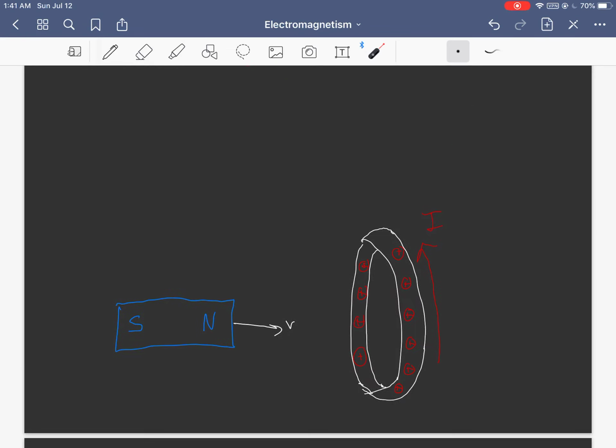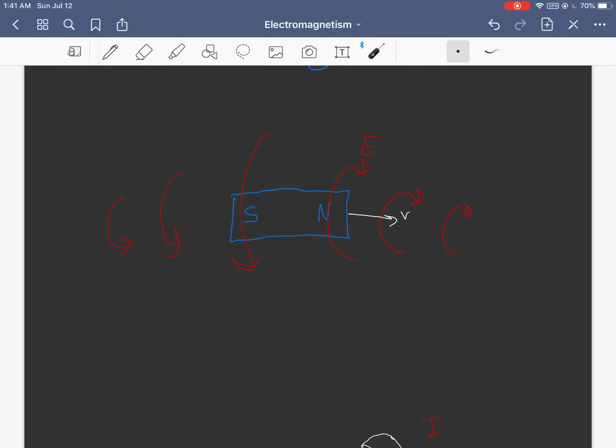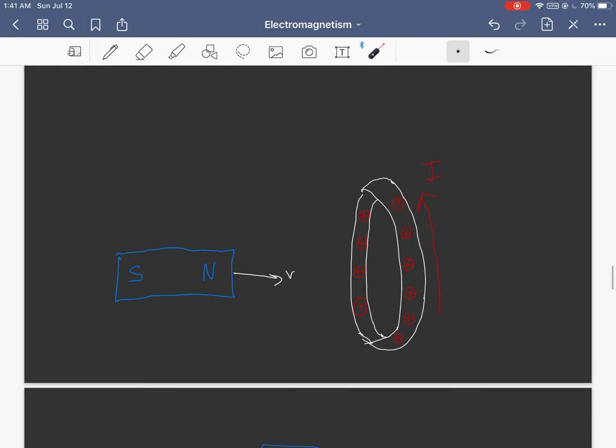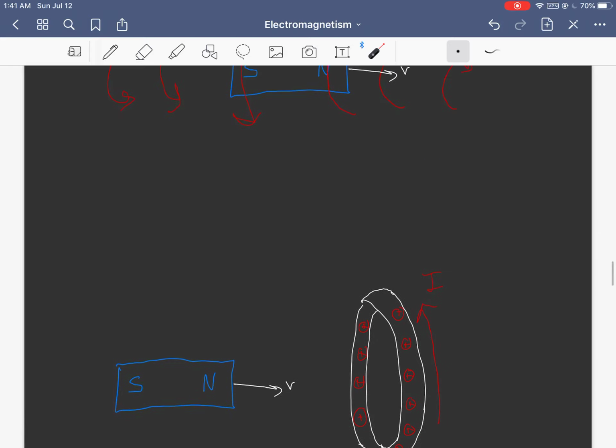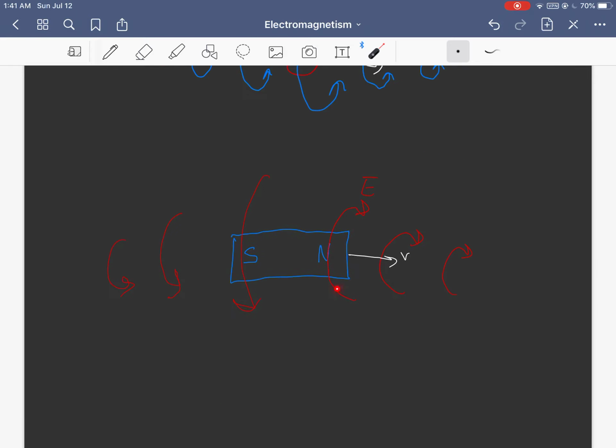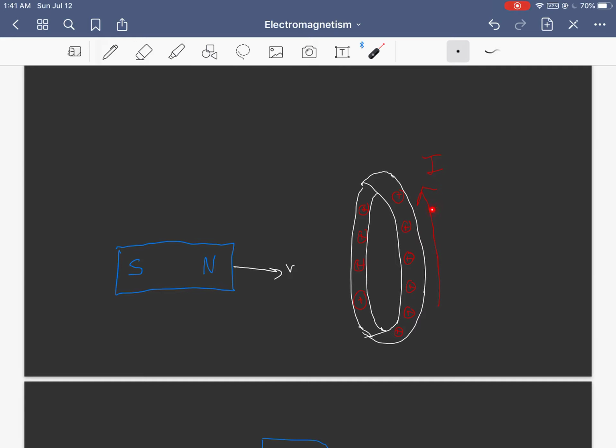Now let's consider what happens when this magnet moves towards a loop of wire. Well, because this wire has a bunch of positive charges in it, as this magnet moves towards it, these curling electric fields are going to push these positive charges in the wire. Now, the direction of these positive charges is going to go in the same direction as these electric fields. So current is going to flow in this direction.